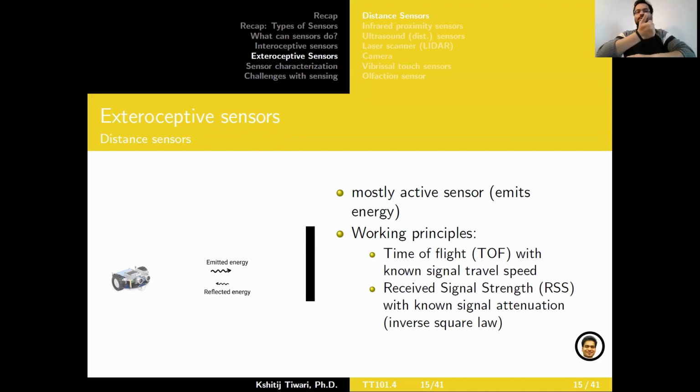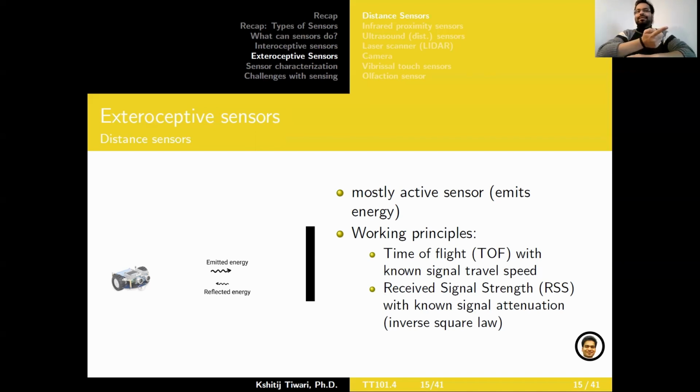You have an assumption on the travel speed of the signal. So if the signal is traveling through air, through water, through some other medium, you have an assumption of that. And then you try and evaluate, okay, how far would an object be? Because you know the speed, you know the time, so you can calculate the distance.